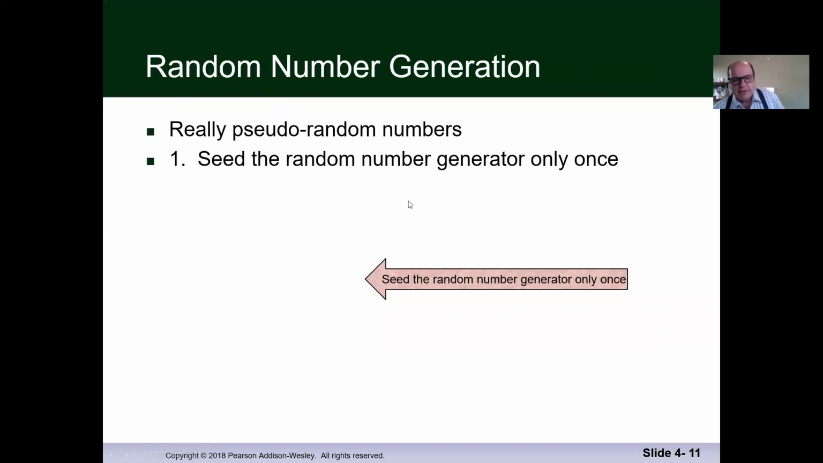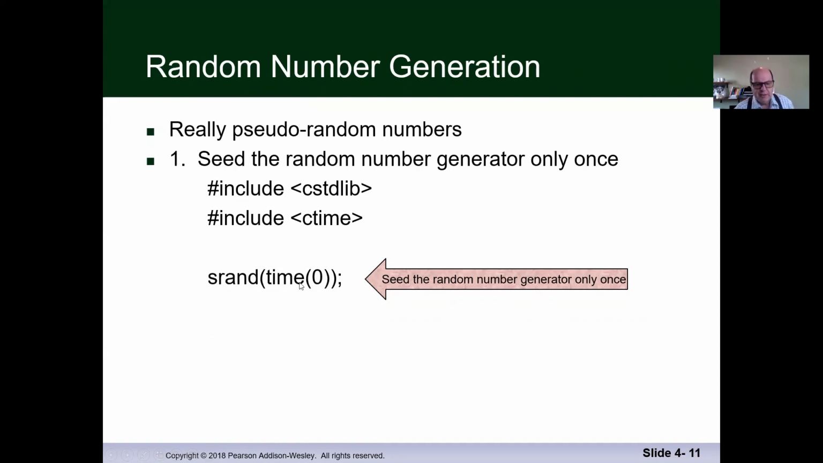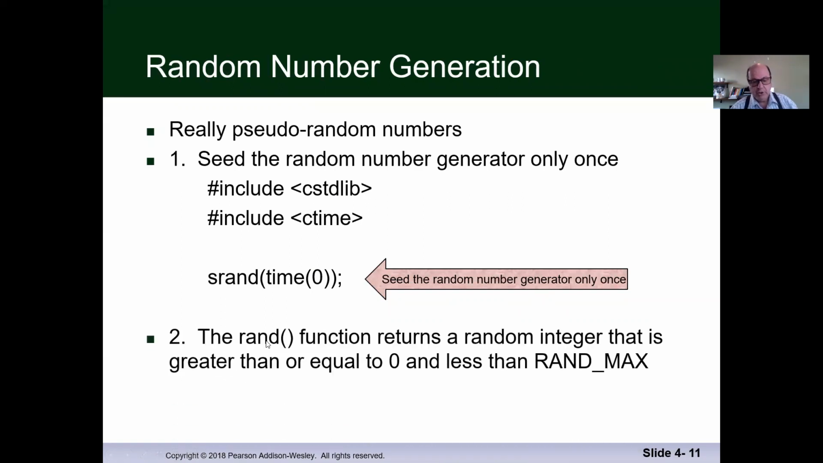The first thing we need is a seed to create a random number, and I'm going to talk about why I need a seed. It's going to be part of the C standard library, cstdlib. I'm also going to bring in ctime, and I'm going to talk about why we need that. The seed function is called srand, and we're going to put time(0) in it. We're going to call srand one time in our program, and then we're going to use the rand function to create random numbers.